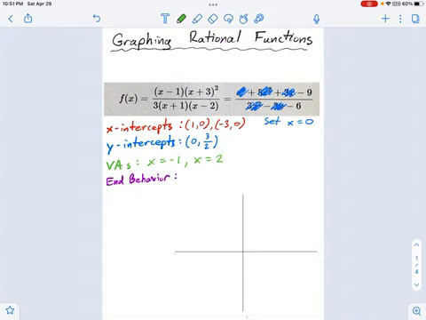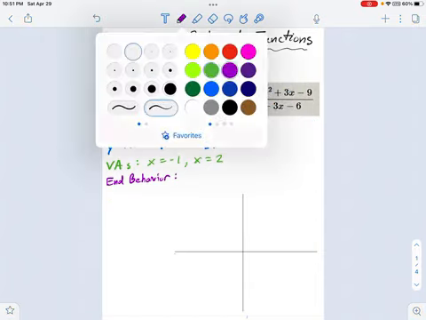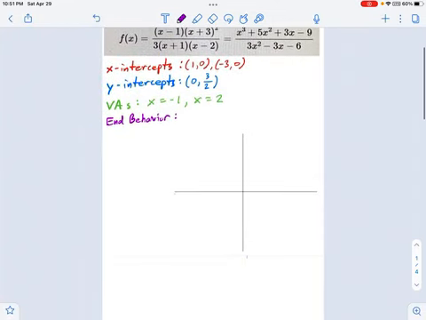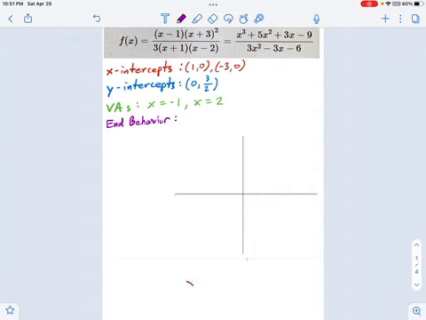And now we get to the end behavior. This one's kind of a pain in the neck because we have the long division stuff to deal with. Okay, so to figure this out, I'm going to come down here and just bring some long division down here, and we'll suffer through this together. The numerator is x cubed plus 5x squared plus 3x minus 9. The denominator is 3x squared minus 3x minus 6.